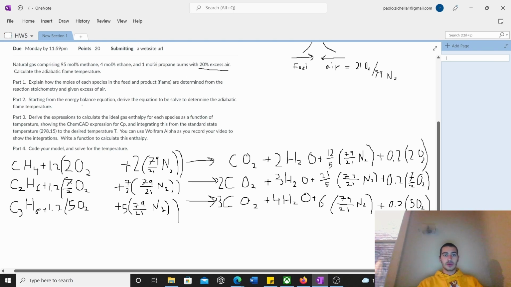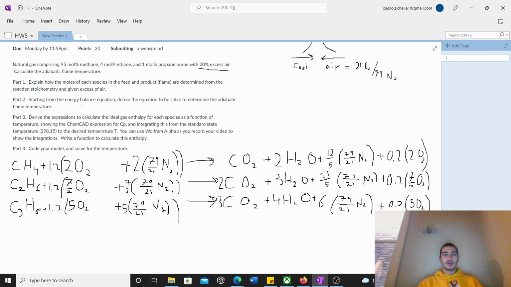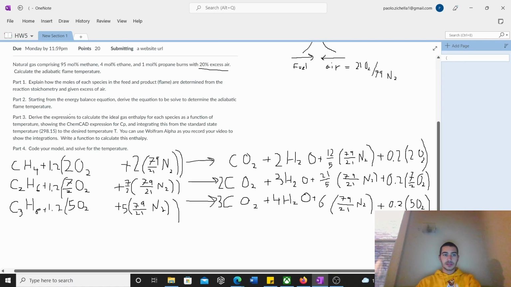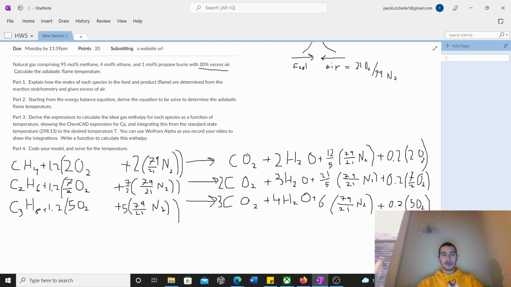So now looking at part 2, it says that starting from the energy balance equation, we want to derive the equation to determine the adiabatic flame temperature, along with being able to derive the expressions to calculate the ideal gas enthalpy for each species as a function of temperature, showing the ChemCad expression for Cp, and integrating this from the standard state temperature to the desired temperature T.